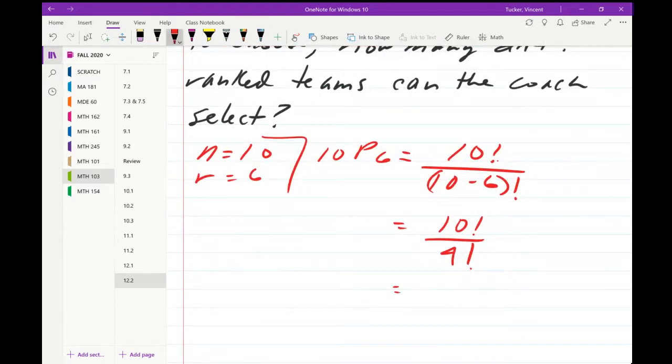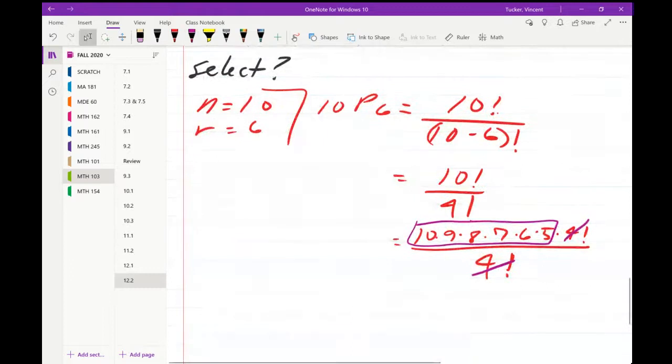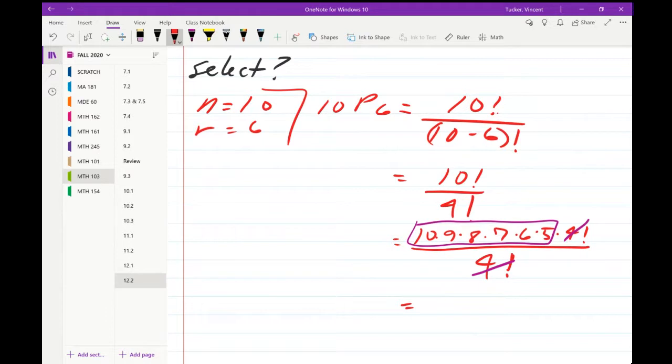And you should be able to throw it in the calculator. If not, you're going to take that 10 down to 4 factorial, because of what's in your denominator. That 4 factorial cancels, leaving you with 10 times 9 times 8 times 7 times 6 times 5. And multiplying those numbers together, your final answer will be 151,200 different ways you can choose 6 out of that 10.